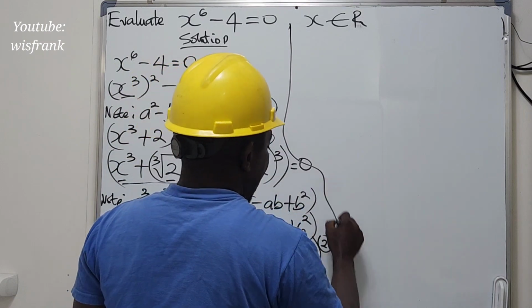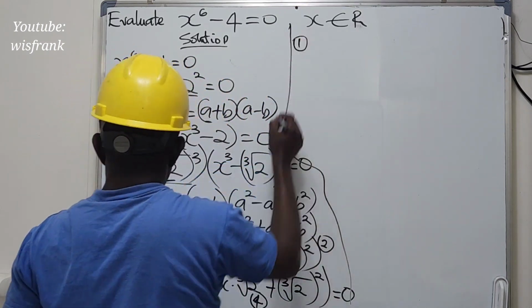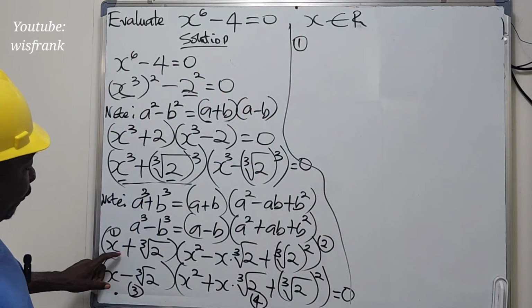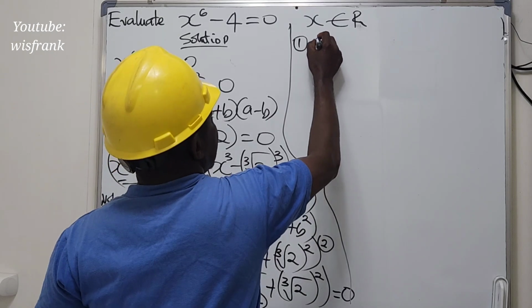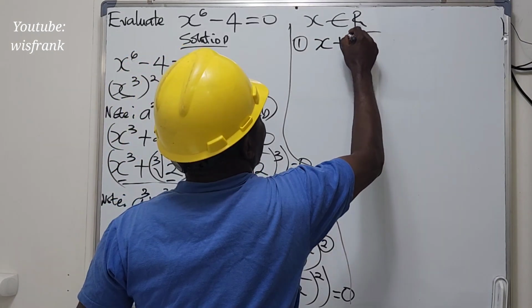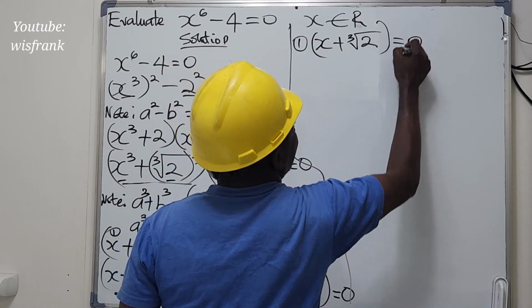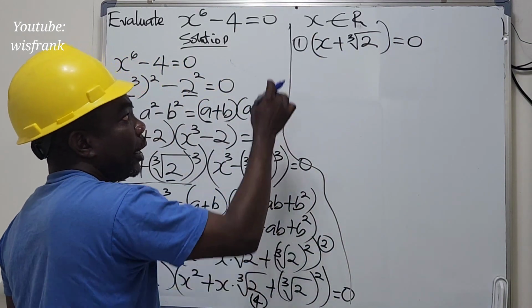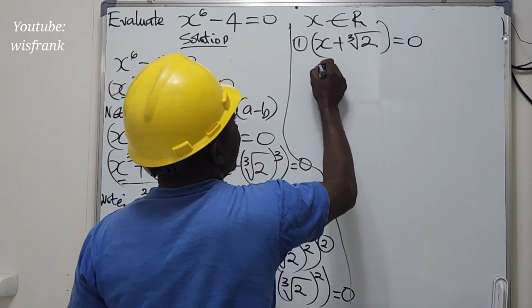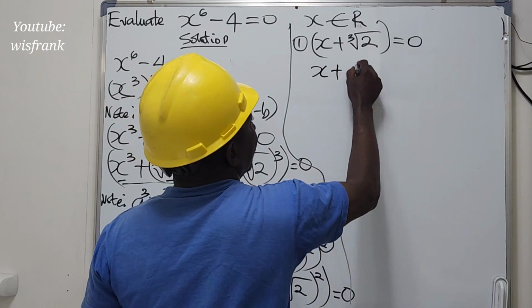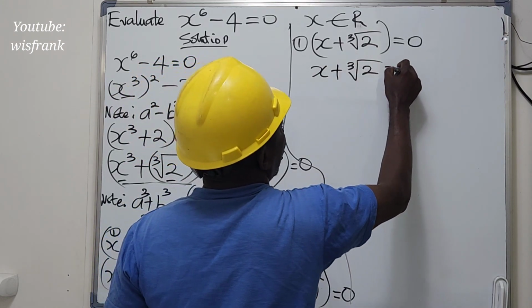So here we are going to have, for the first one, which is the first parenthesis, x plus cube root of 2 equals 0. That is for the first one. Then evaluating this is going to give us x plus cube root of 2 equals 0.